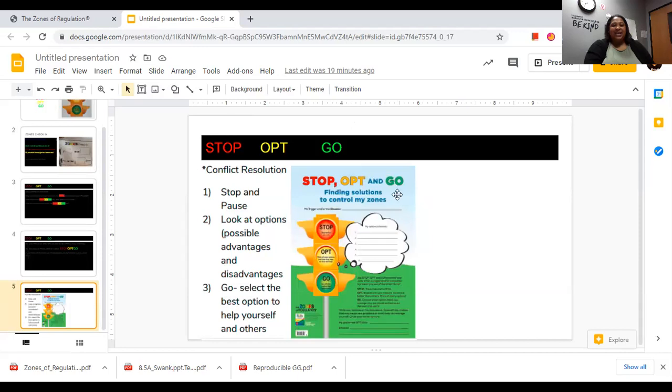Okay, and last, just to review, remember, this is another tool that you can add to your toolbox. It may be hard at first, but if you practice, you will get better at using this tool. Think of the stoplight when you have a problem, or think of the stoplight when you feel like you're moving into the red zone. I hope you enjoyed the lesson, and I hope you remember to stop, opt, and go when you're finding solutions to control your zones.